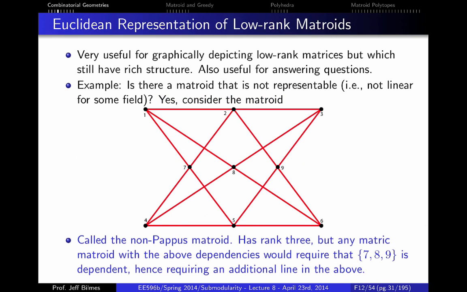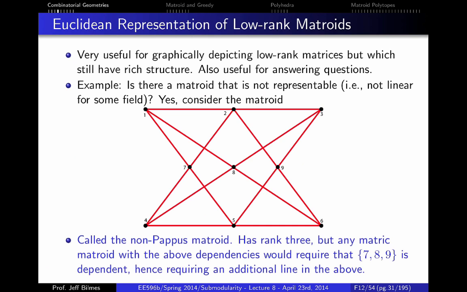So this is called the non-Pappus matroid. It actually has rank 3. But any matrix matroid that has this set of dependencies would require that you have 7, 8, 9 being dependent. So therefore, this is a non-matrix matroid.